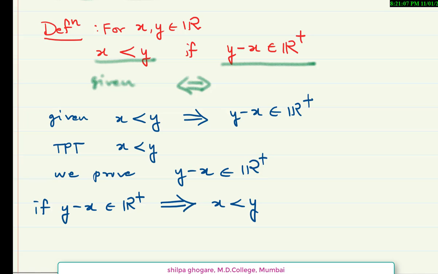If you are on this side, x less than y, it will imply y minus x belongs to R plus. If you are on this side, that is, if y minus x belonging to R plus is given to you, then you can conclude that x is less than y. Any definition is actually a double way arrow. That means start from the left hand side and you can have the right hand side, whereas start from the right hand side of this arrow and you can have the left hand side.